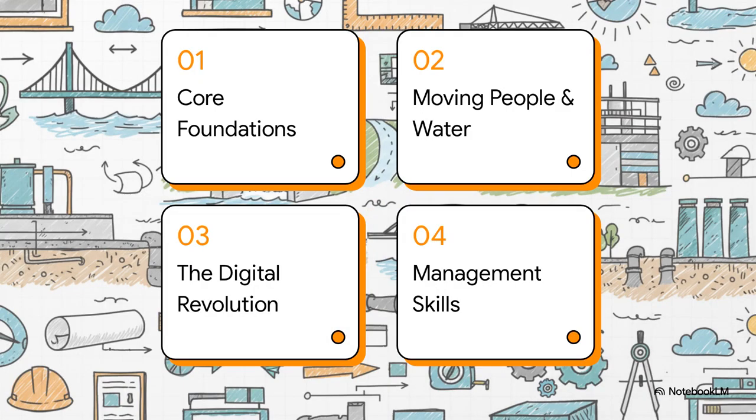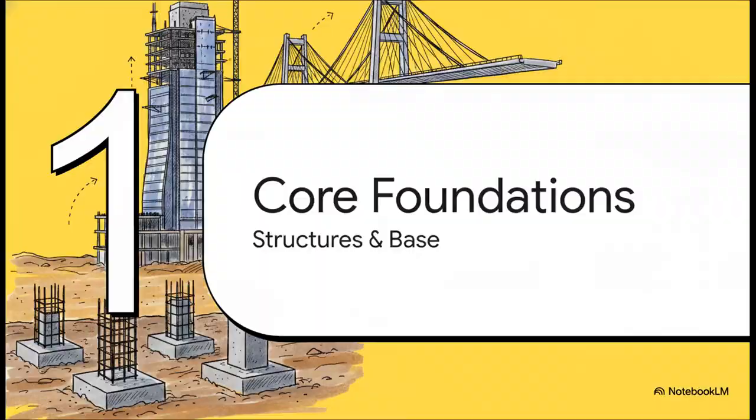We're looking at a four-part blueprint today. 1. Core foundations and structures. 2. Moving people and water. 3. The digital revolution. And 4. Management and professional skills. Right, let's kick things off with Section 1, Core Foundations and Structures, because every grand project has to start from the ground up.